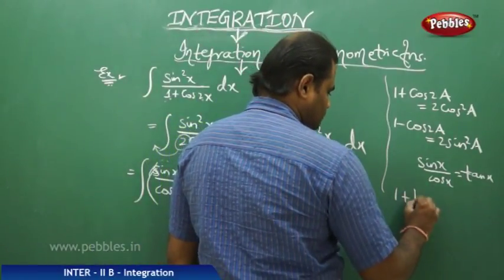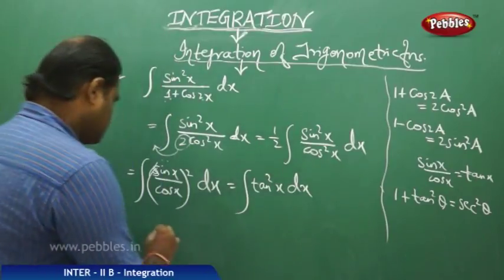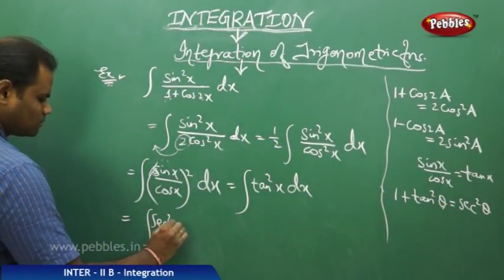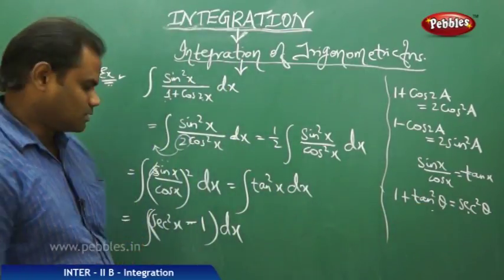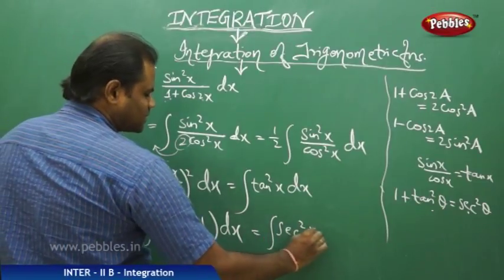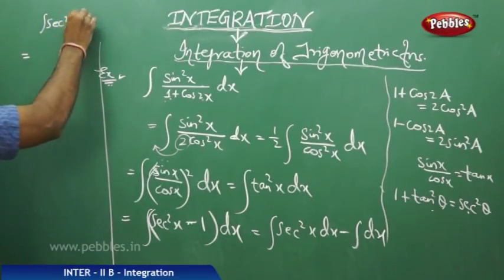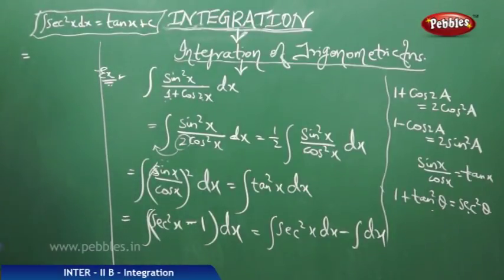Now we know that 1 plus tan square theta is secant square theta. That implies I can split tan square x as secant square minus 1. So this reduces to secant square minus 1 of dx using this formula 1 plus tan square is secant square. Now splitting this, we get integral secant square x dx minus integral of dx is what we get. Now we know that integral of secant square x dx is tan x plus c, as we have seen in the standard formula, integral secant square is tan x plus c. So therefore, I get this to be tan x minus x plus c.